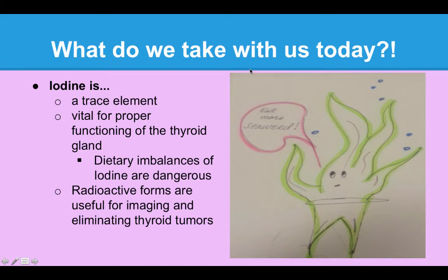So what do we take with us today? Iodine is a trace element that's vital for proper functioning of the thyroid gland. Dietary imbalances of iodine are dangerous, and radioactive forms are useful for imaging and eliminating thyroid tumors. So eat more seaweed.